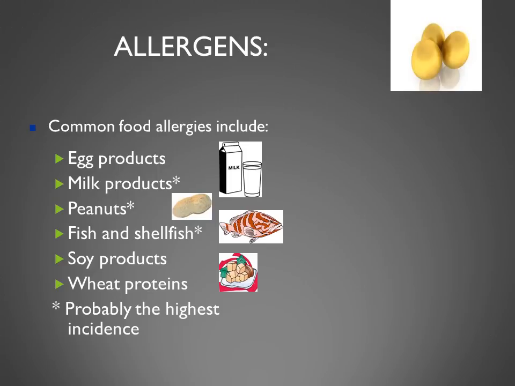Allergens are huge these days. There's actually a great organization online that does a lot of work on food allergies. A lot of chefs that I know are on that site regularly because, in our lawsuit happy environment, if you feed somebody some foods that people are typically allergic to and you didn't let them know it was in there, then you're going to be liable. So common allergies are egg products, milk products, peanuts, fish and shellfish, soy products, wheat proteins. Probably the highest incidence are the ones with the asterisks: milk, peanuts, fish, and shellfish.